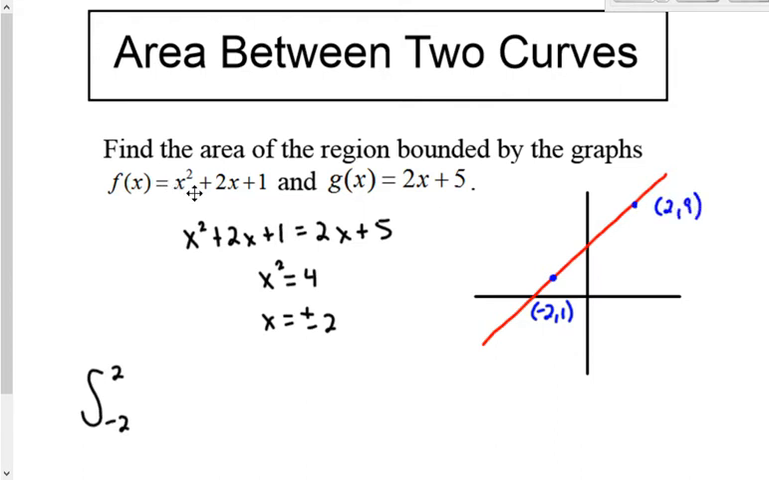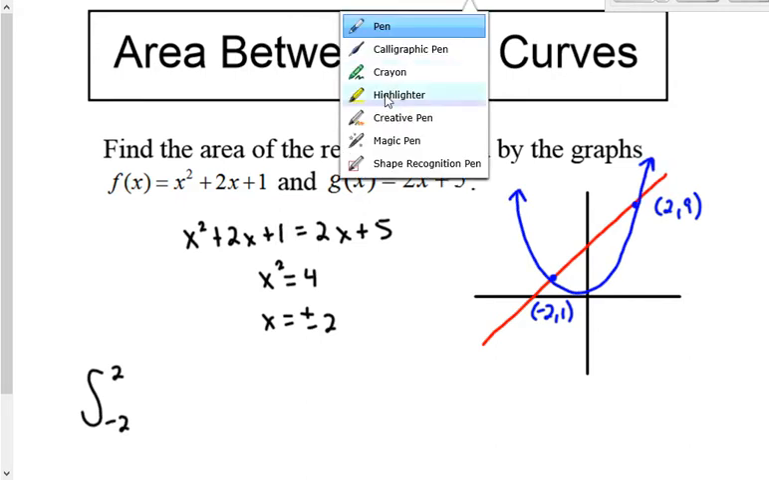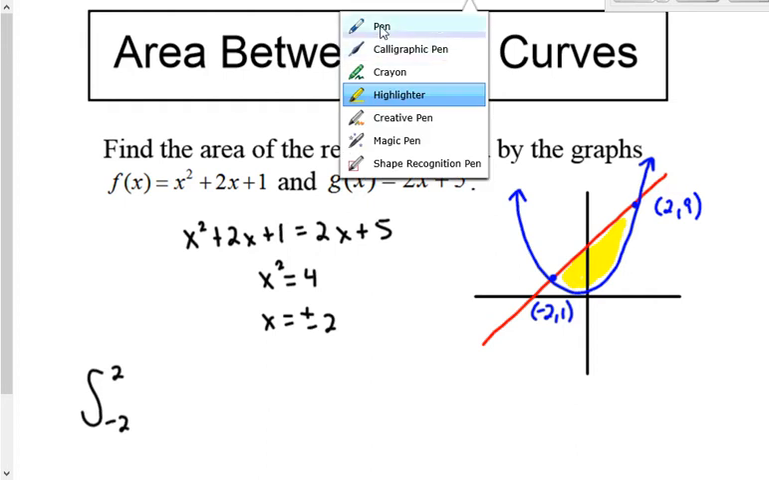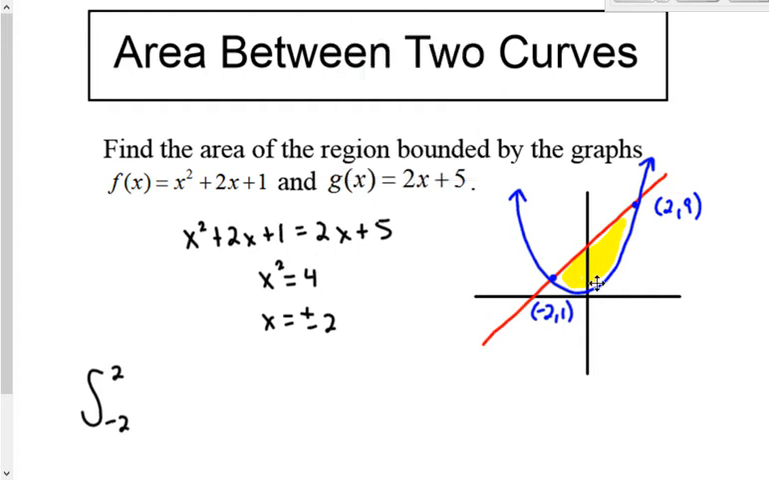Then I know x squared plus 2x plus 1 is just a parabola that goes down and up. So that graph's going to do something like this, come through and go like that. So the region we're looking for here is this right here, this that I'm highlighting in yellow. That's the area we want. That's the region that's bounded by the two graphs.